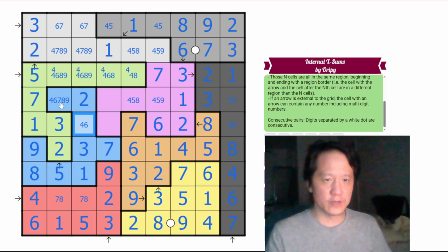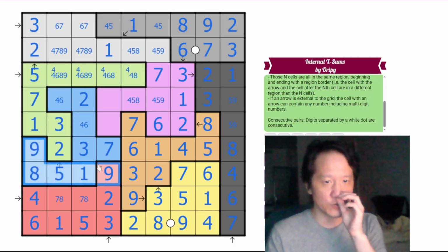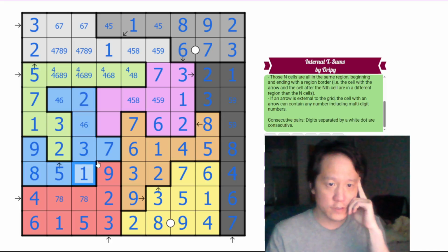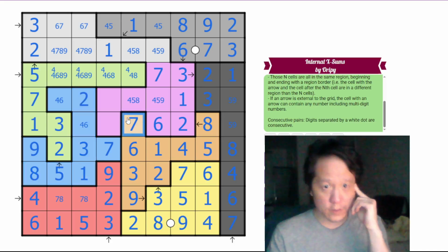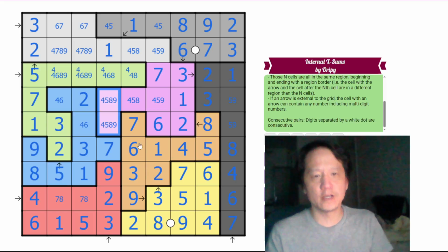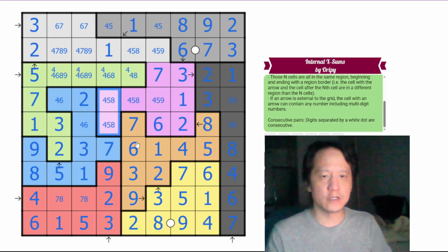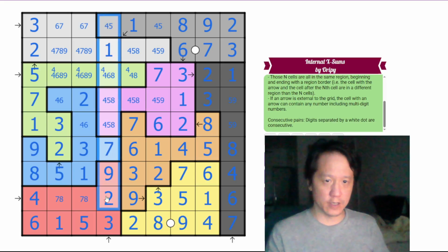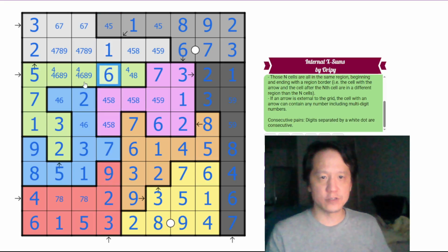This can't be 7 here. This can't be 7, and this can't be 7, 8, or 9 in the blue region. So it's 4 or 6. This has to be 4, 5, 8, 9 as possibilities in the pink region, which means where is the 6 in column 4? It has to be here. So this is 6, which means none of these can be 6. This 6 eliminates 6 here, so this is 4.